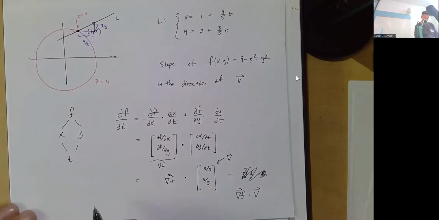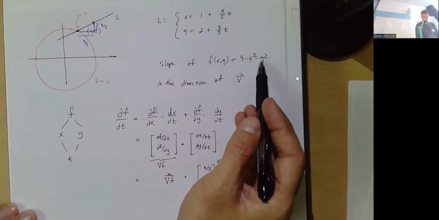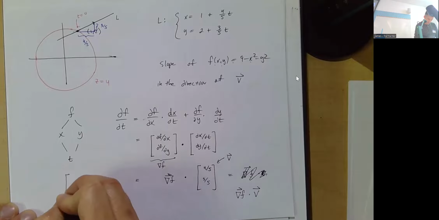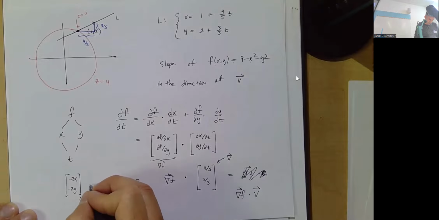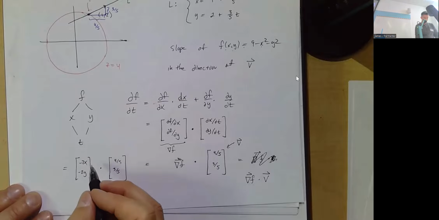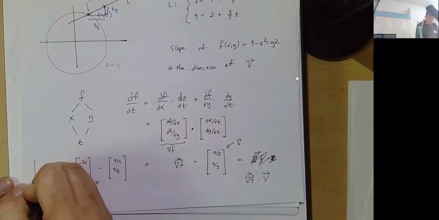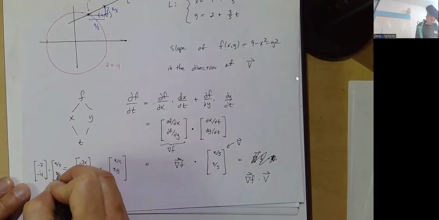In this particular example, the gradient of f is the partial with respect to x, which is negative 2x, and the partial with respect to y, which is negative 2y. We do have to plug in the point, so at (1, 2), dotted with (4/5, 3/5). By plugging 1 for x and 2 for y, it's (-2, -4) dotted with (4/5, 3/5).